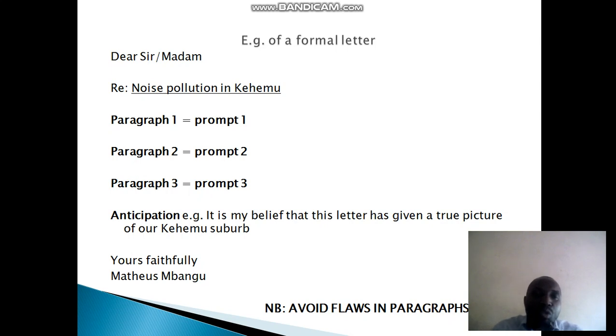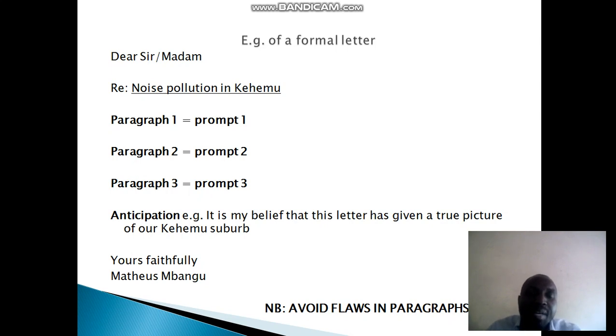But remember, I'm using "Re" because perhaps I'm responding to a letter which I read in the newspaper, which talks about noise pollution in Kehemu, and this letter did not give a true picture of my neighborhood, Kehemu. So I then need to respond to this letter. If the question is asking me to respond to this letter to defend my neighborhood, then I need to make use of "Re". Then from there I state: noise pollution in Kehemu. That means it's what I'm going to talk about, and then this "Re" shows that I'm giving a reference to what I read or to what I heard on TV, but in this case to what I read in the newspaper.